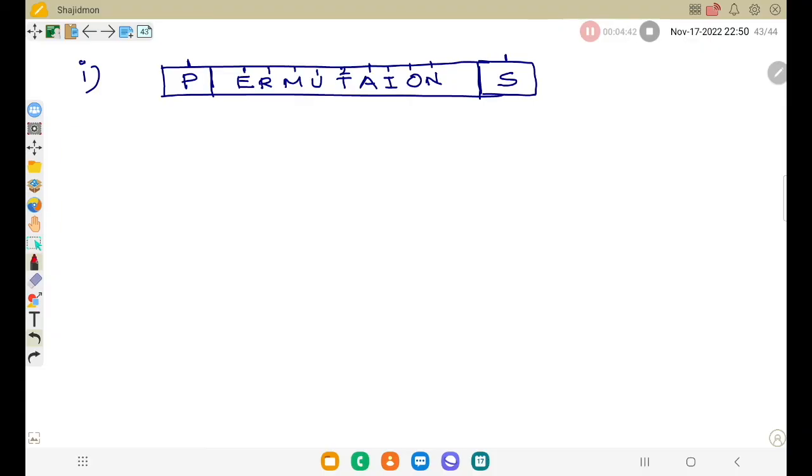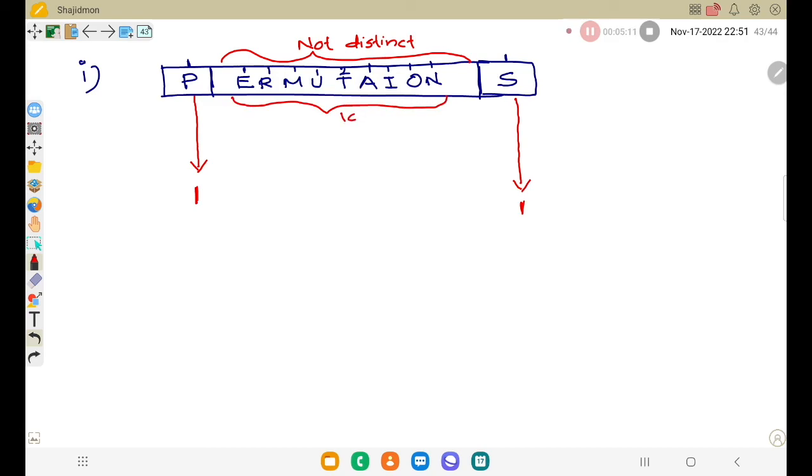Now think about how many permutations, how many ways we can arrange this one. So this first column, how many ways we can arrange? One way, because only one letter. Last column also, how many ways we can arrange? Only one letter, so one way. Now remaining here, think about here. Is it distinct or not distinct? Not distinct, correct? Because which is repeating? T letter coming two times, so it is not distinct. How many letters are there here? 10 letters, correct? 10 letters, not distinct. How many ways can we form that one?